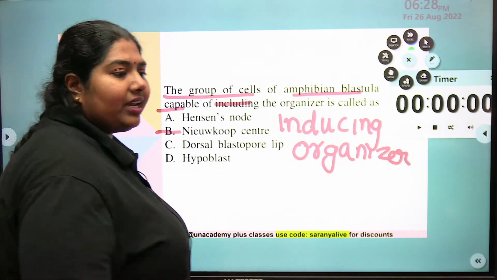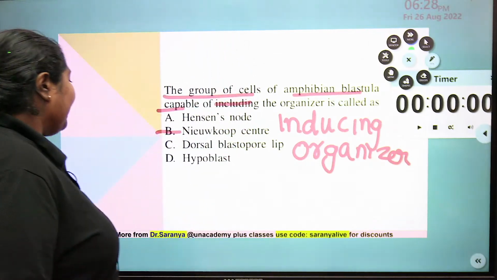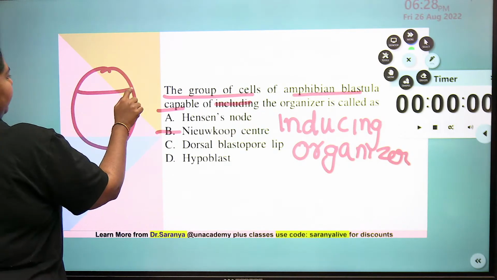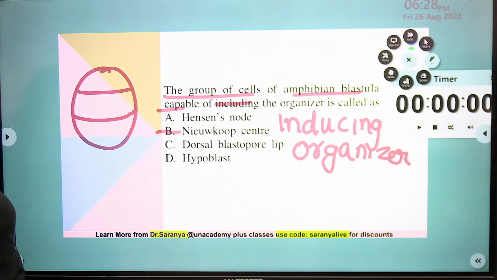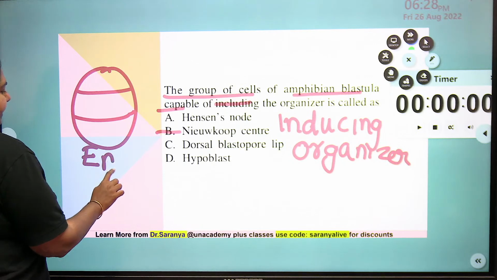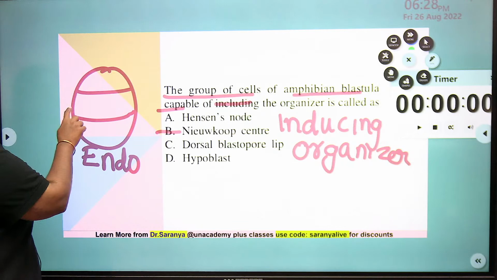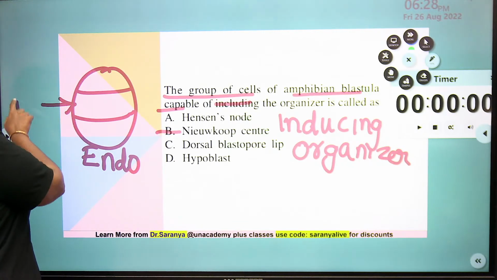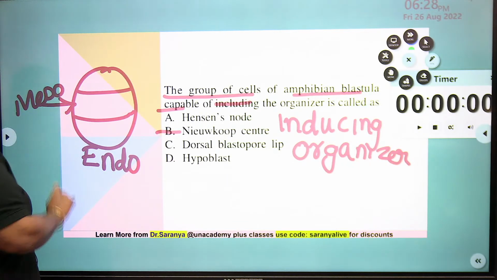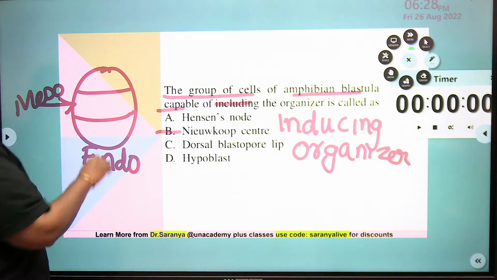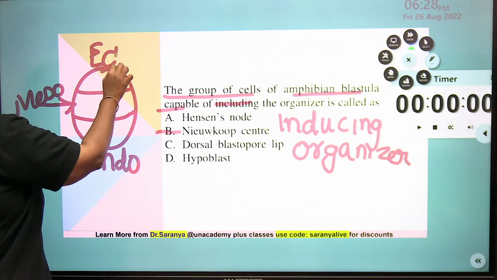So I would like to tell you a few basics about this. As far as this is considered, you have 3 different layers. What is the lower layer called? It is the endoderm, right? Fine. What is this middle layer called? It is the mesoderm, right? And what is the top layer called? The top layer is called the ectoderm.